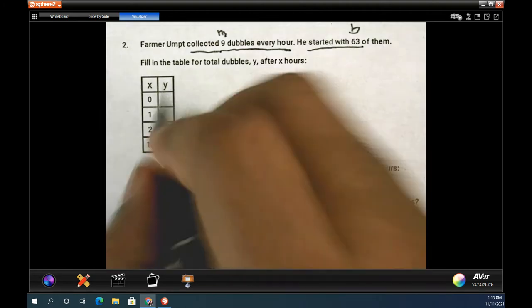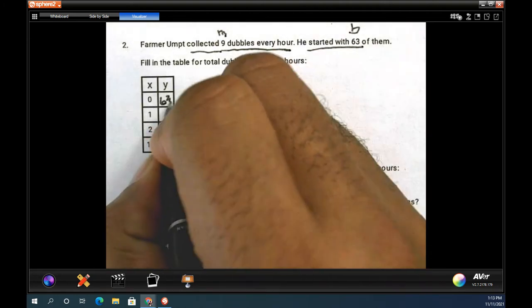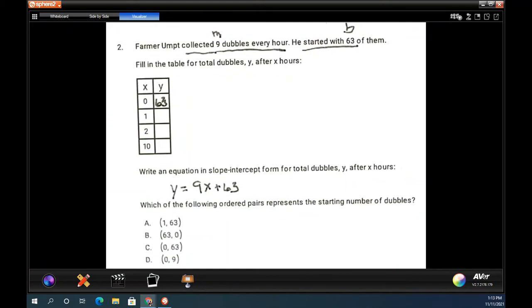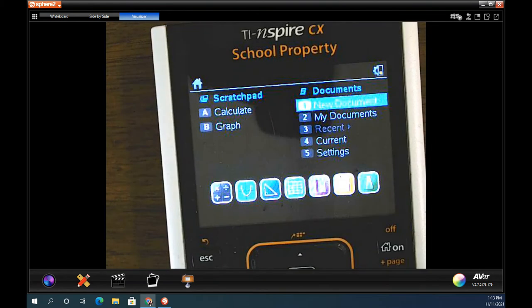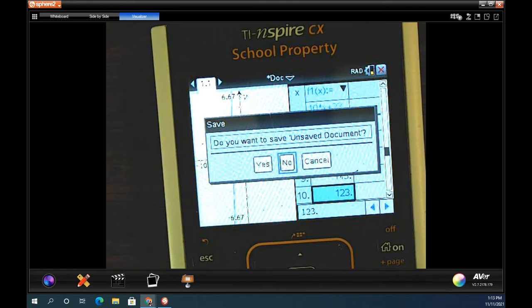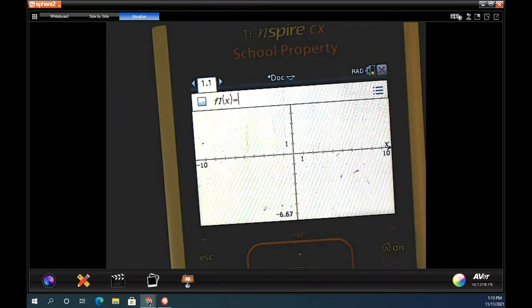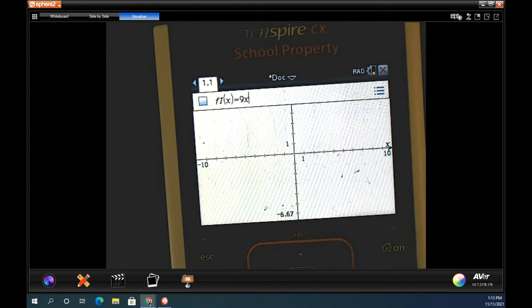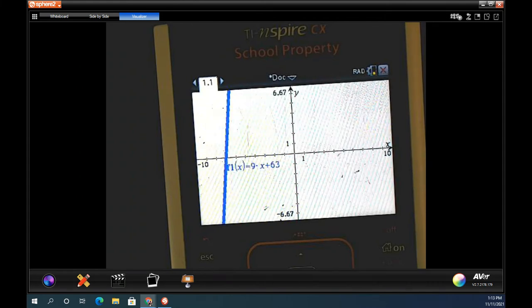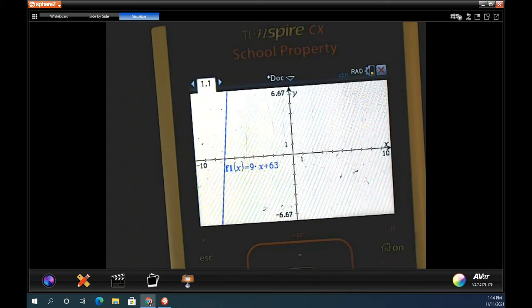Starting to make sense? Okay, before we even go to the calculator, we can go 0, 63. We know that already. All right, now, go to your calculator. Let's go through this again. Home, new document. No, add a graph. And we type in 9x plus 63. You probably have to write that down somewhere on a sheet of paper. Hit enter when you start working these. Okay. How do we get to our table? Control T. And we let that do the work.